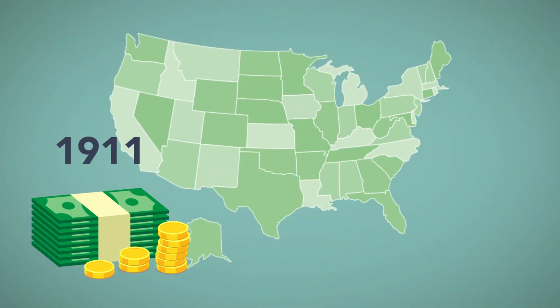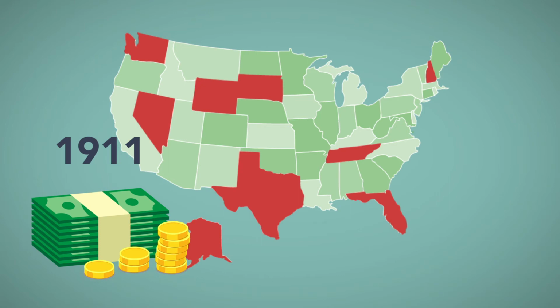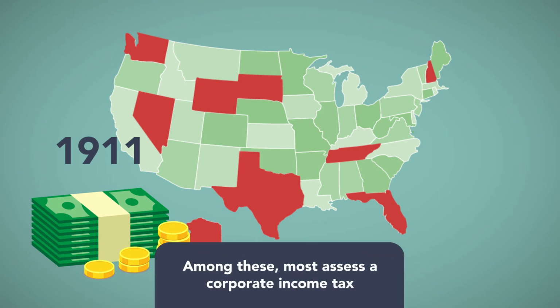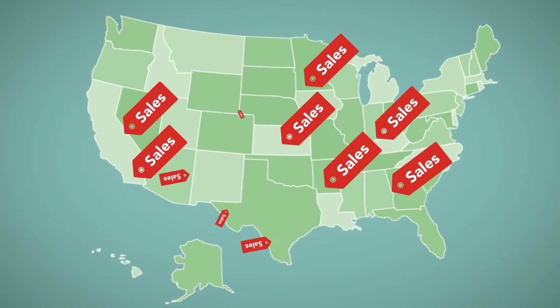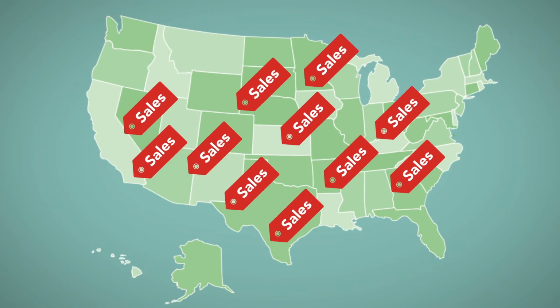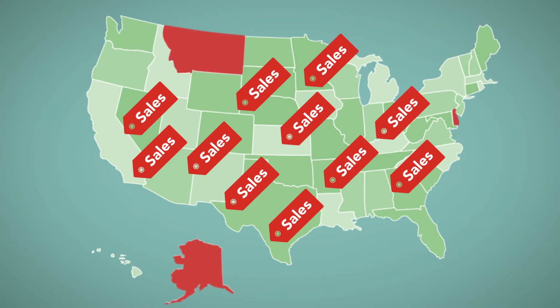Only 9 U.S. states have no personal income taxes, and even among these, most assess a corporate income tax. Likewise, most states charge sales tax, which is levied on sales of retail goods. All but 5 states, Alaska, Delaware, Montana, New Hampshire, and Oregon, impose some sales tax on retail sales.